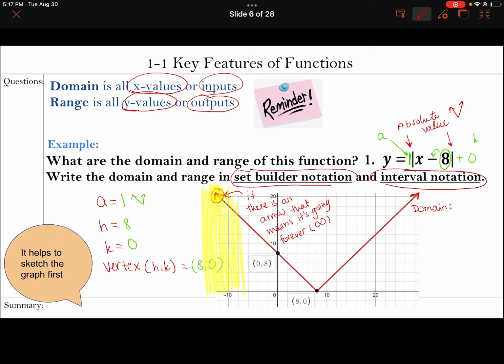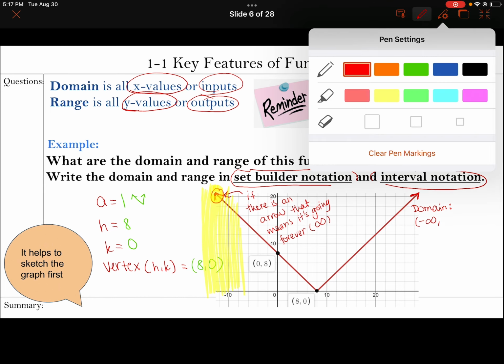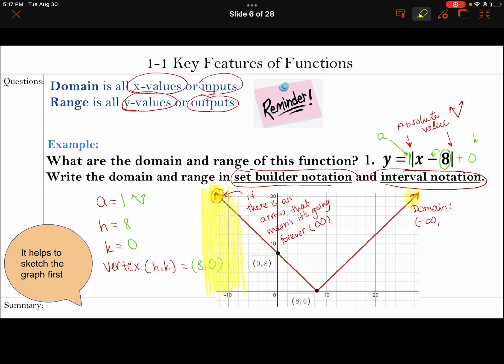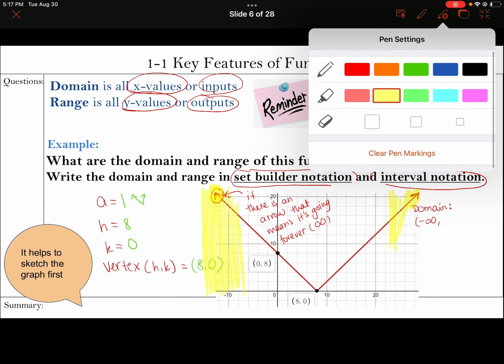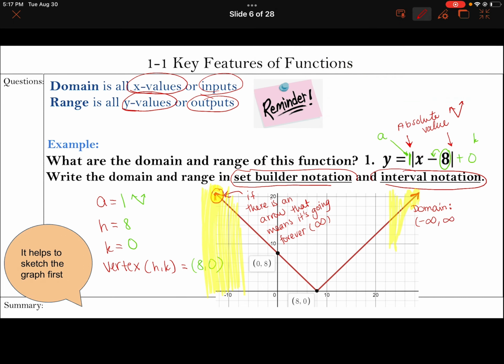But it's going to the left, so everything to the left will be negative infinity. And on the right, we see that there's also an arrow pointing to the right, and it's going forever. So the right side will be positive infinity. Okay. Positive infinity. So this is interval notation.